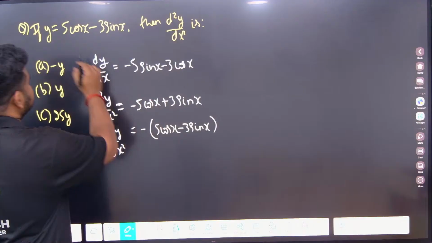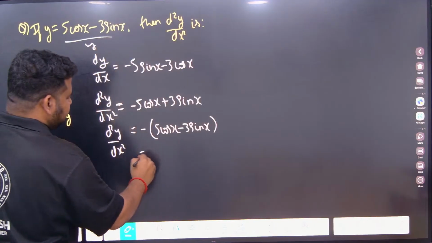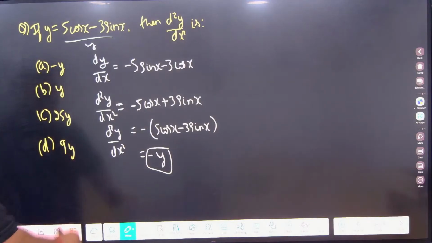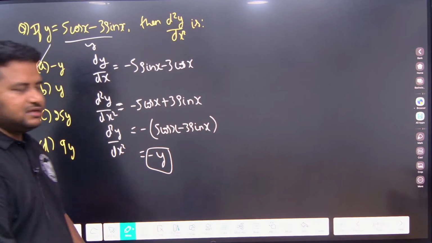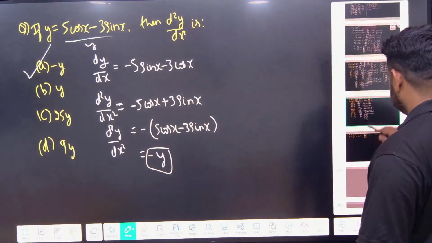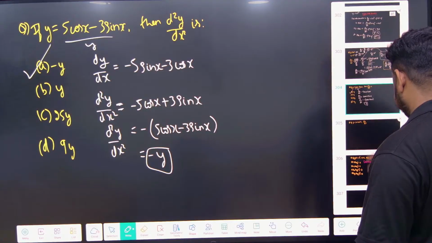5 cos x minus 3 sin x is what? That is nothing but y. So I can put the value here: d square y by dx square is nothing but equal to minus y, that is, minus 5 cos x plus 3 sin x. This is the answer, friends. This is how you can solve this question. This is a simple question.